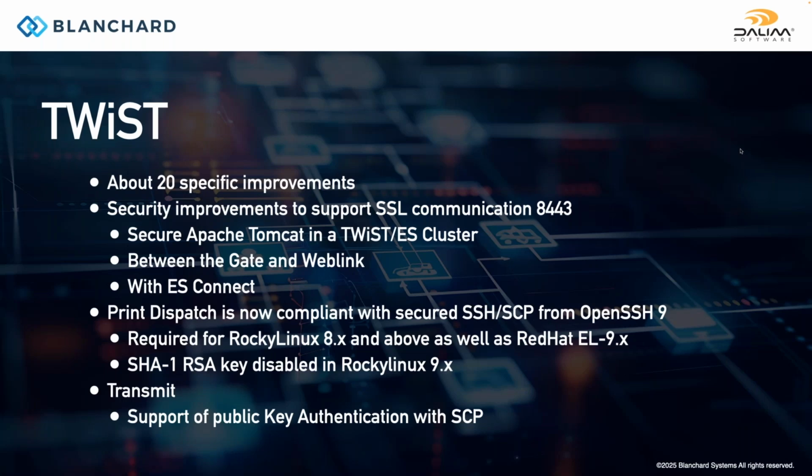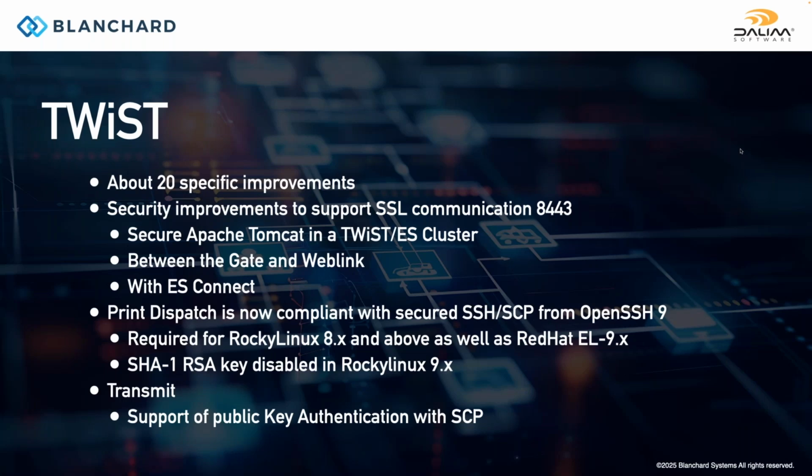One, they've improved inside of Twist the ability to use secure Tomcats, SSL 8443 between Apache's Tomcat, the Twist ES cluster, between the Gate and WebLink, and with ES Connect. It's pretty simple to do, but definitely contact us if it's something you need. We've gone through that with a few customers recently, so we're well versed in it and can help you with that. Print Dispatch is now compliant with SSH SCP over OpenSSH 9.